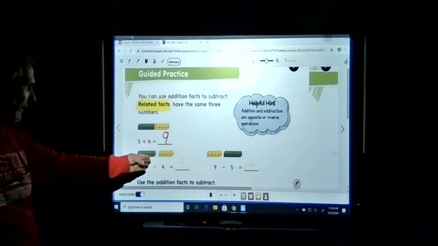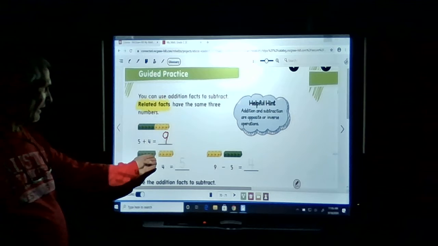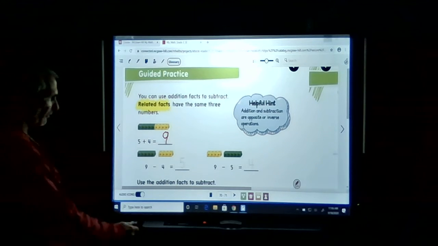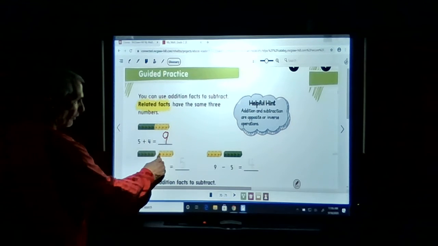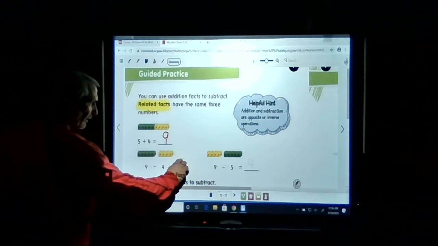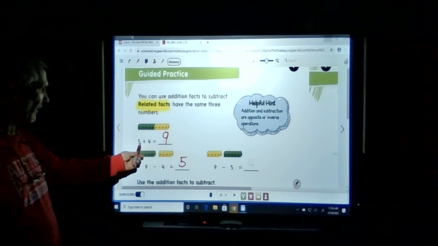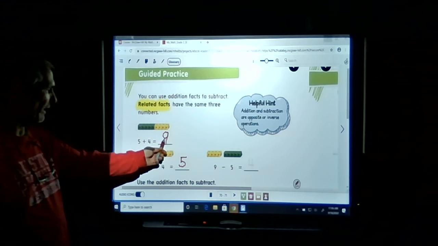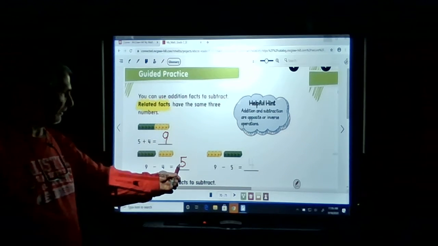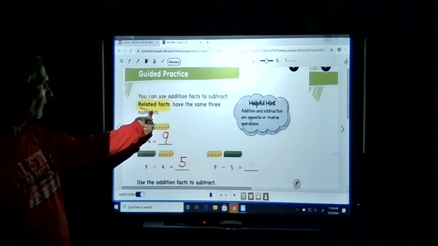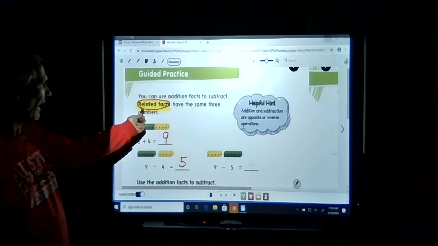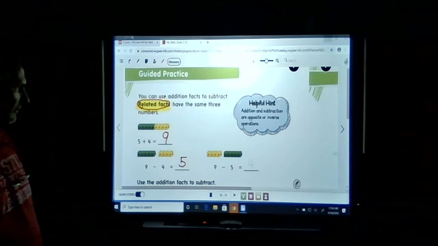Well, what if we break that apart? We start with the 9 and we break away the yellow 4. 9 take away 4. How many are left? 5. And notice the same numbers. 5 plus 4, 5, 4, 9, and here 9, 4, 5. And that's what they mean, the related facts, same numbers.